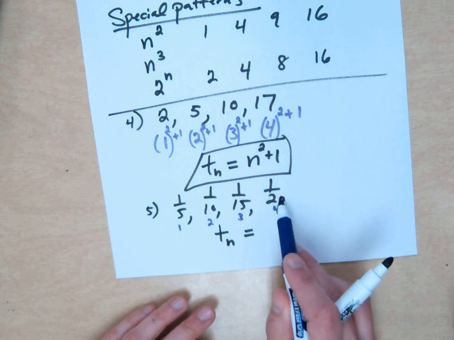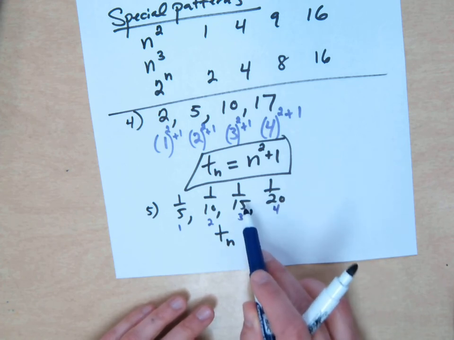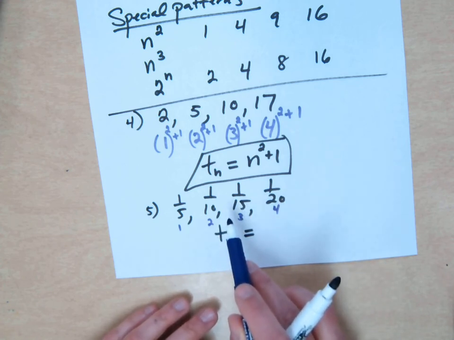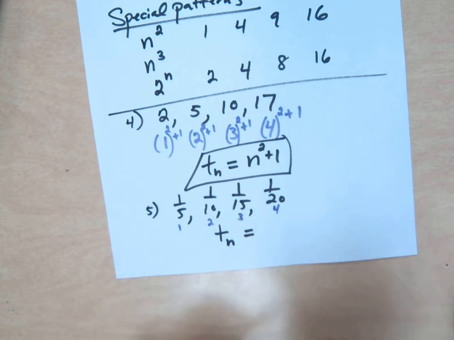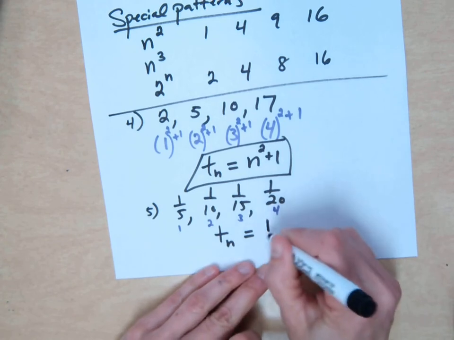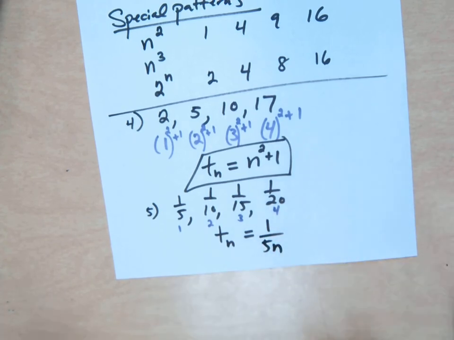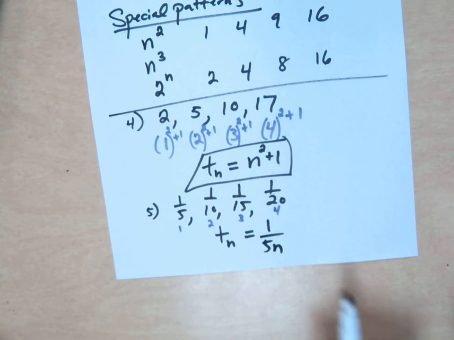What do I do to 4 to get 20? What do I do to 3 to get 15? What do I do to 2? You see it? Yeah, good. You multiply by 5, exactly. So the 1 on top is the same, and on the bottom you multiply the term number by 5. That's the answer. You always have 1s on the top. That stays a 1. And then you can always check your answer and try something else if you don't get it the first time, so you will do great.